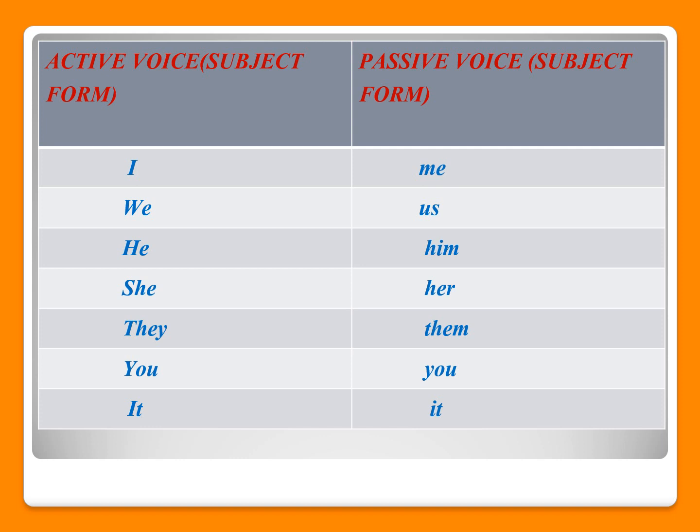Whenever we change active voice into passive voice, the subject form, if it were I, in the passive form it turns into me. If it was we, it turns into us. He turns into him. She is transformed into her. They becomes them. You remains you and it remains it. This we can understand when we start solving some sentences.